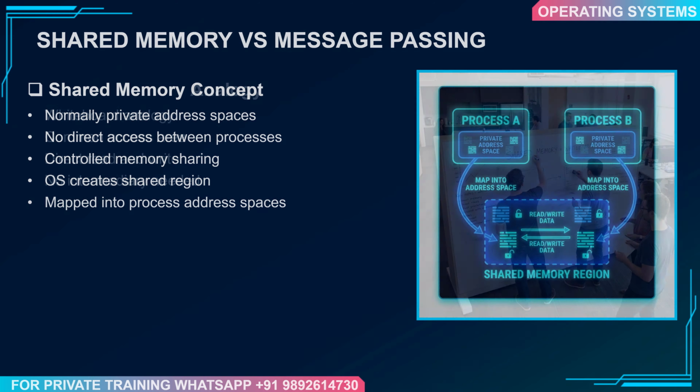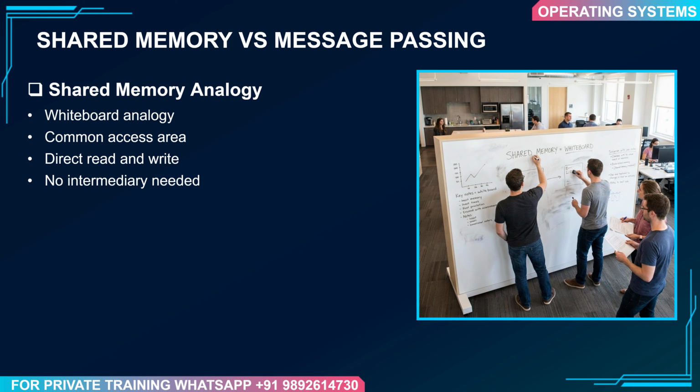A good real life analogy is a whiteboard placed in a common office area. Multiple people can walk up to the whiteboard, write something, erase something, or read what others have written. The whiteboard is the shared memory. The people are the processes. The important point is that once the whiteboard is available, no middle person is needed to pass information. Everyone sees the same data directly.